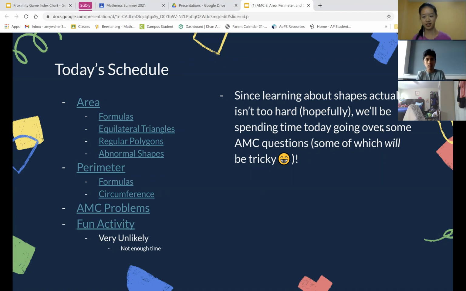So hopefully today we can spend some time going over some real problems, like AMC problems, and I think there's a couple of math problems thrown in there too. So if we go through area and perimeter, which are pretty simple topics, quickly, then we can spend some time on some trickier, but also, in my opinion, more fun questions from real competitions.